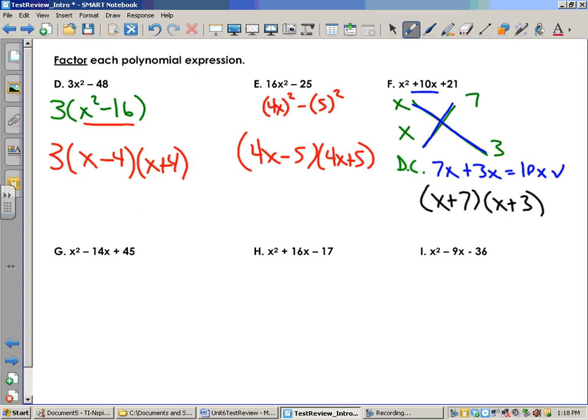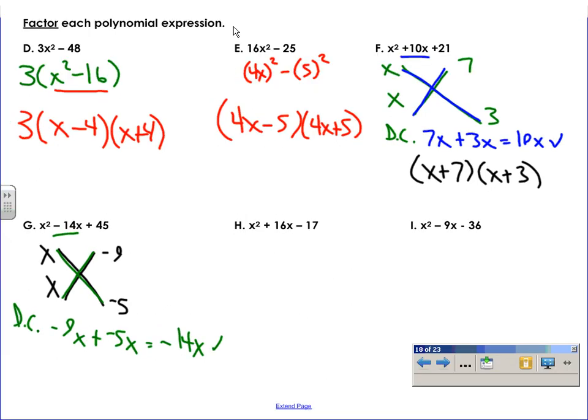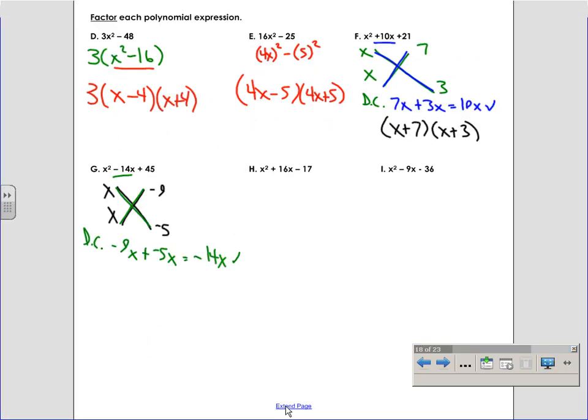Now, part G, x and x multiplies to give me x squared. Negative 9 and negative 5 multiply to give me positive 45, but might potentially add to give me negative 14, which is the middle term. So let's see. In that diagonal, I get negative 9x plus, on this diagonal, I get negative 5x. Negative 9x plus negative 5x is negative 14x, which is in fact what I wanted in the middle term. So we're good. So that means that this expression factors as x minus 9 times x minus 5.